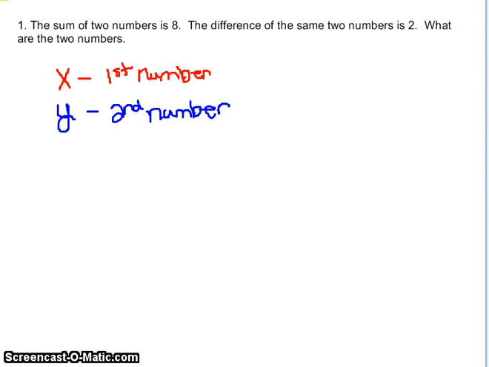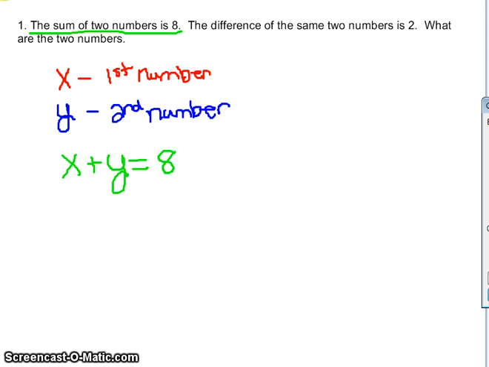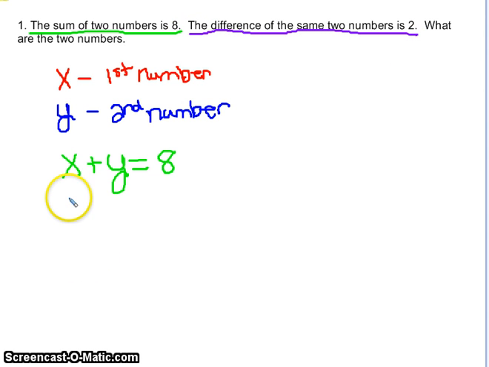Now, the sum of two numbers is 8. All of us should know that sum means to add. So x plus y equals 8. The difference of the same two numbers is 2. So difference means subtract. So x minus y equals 2.